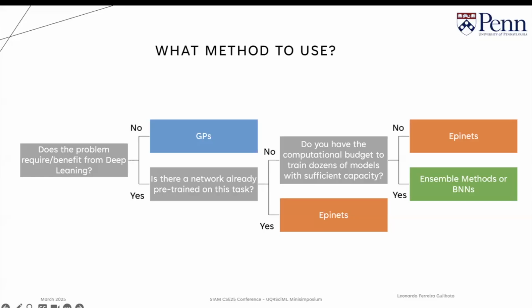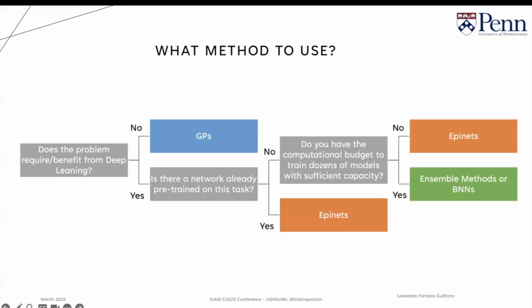There's a lot of good theoretical results, and they generally are true and tested methodology. However, if you do need to use deep learning, you should ask yourself, is there a network already pre-trained on this task? If the answer is yes, I'd argue that you should try to use EpiNets because an EpiNet in this case can be trained after the base network has been trained. So if you already have a very powerful neural network that was trained on this particular task and you don't want to train a deep ensemble, you should use EpiNets because for a very small computational cost, you can get uncertainty quantification for the problem that you care about. And this EpiNet is also going to leverage a lot of the learned information from the base network.